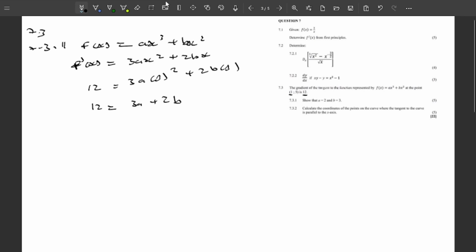Cool. Now after doing this, what should we do? This becomes equation 1. Why? Because we have two unknown variables, so we use simultaneous equations.